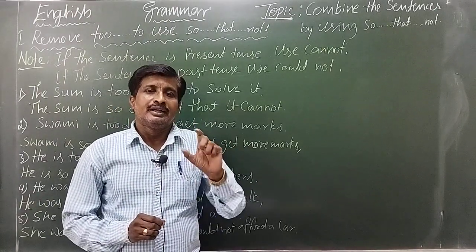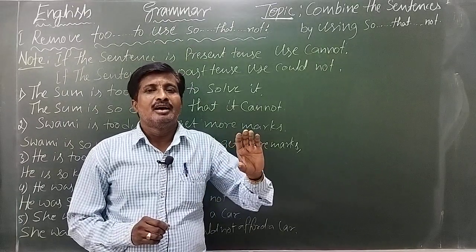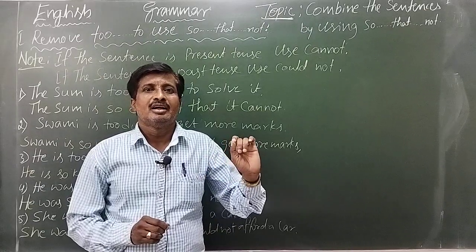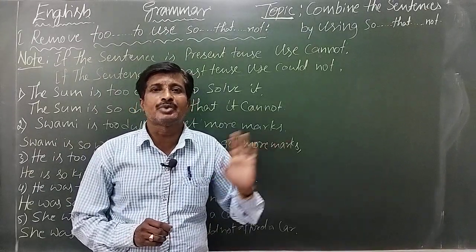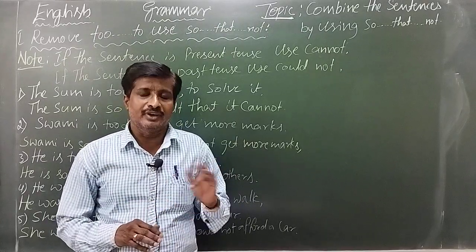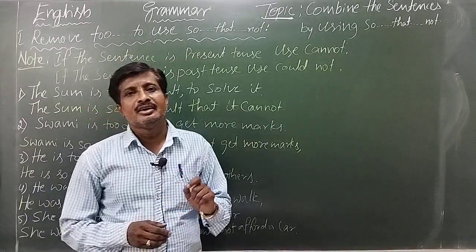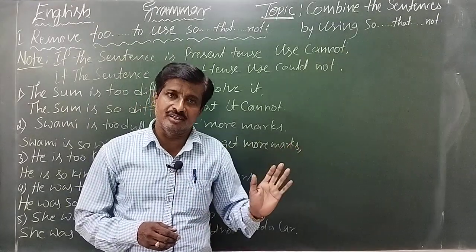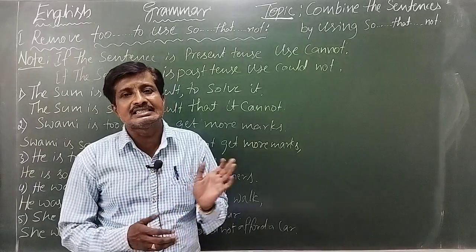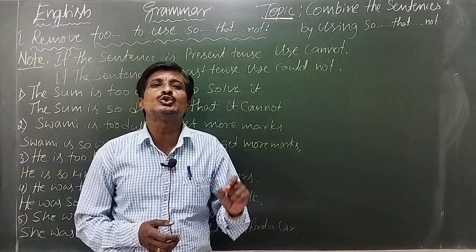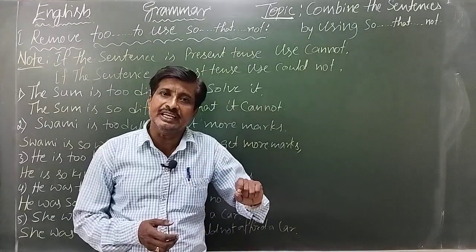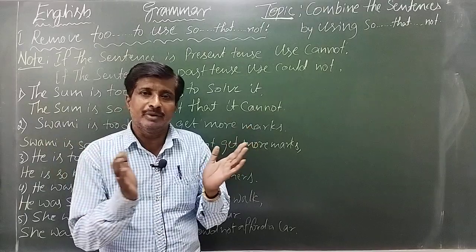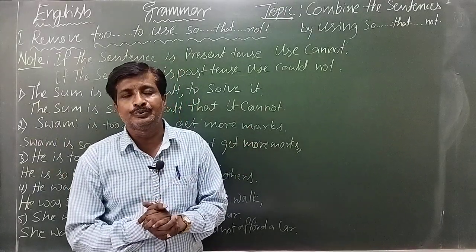too. He is dull, he is not able to solve the problem. Or for example, he is weak and he is not able to walk further. If we combine these sentences: he is too weak to walk further. Like this we combine these sentences by using too.